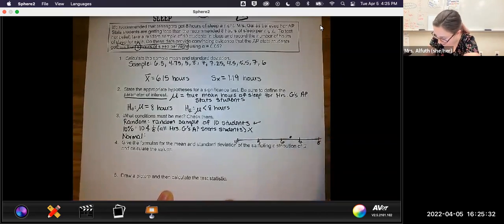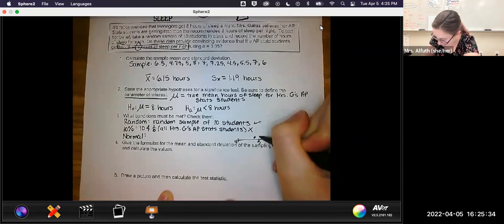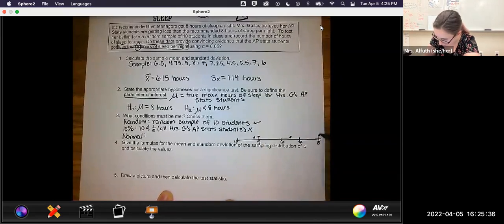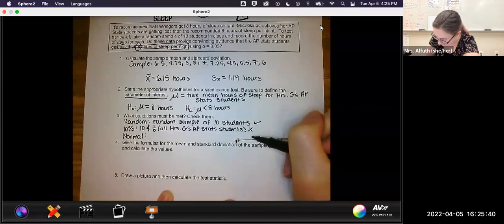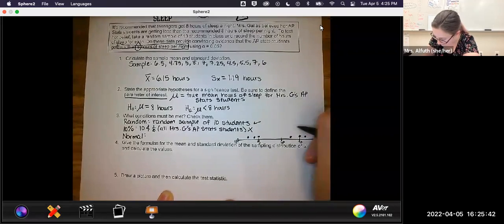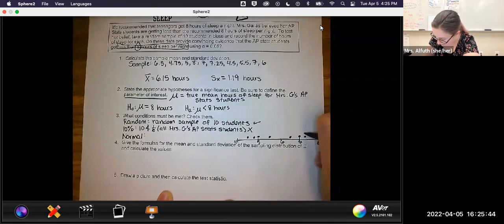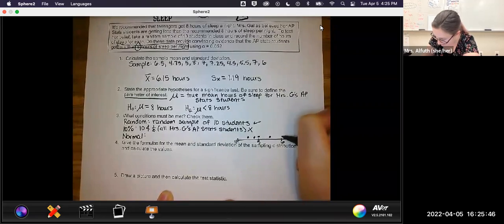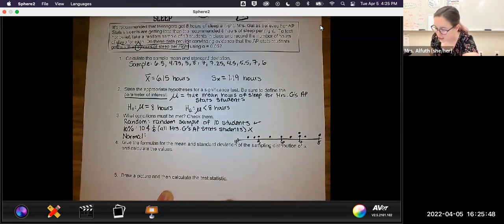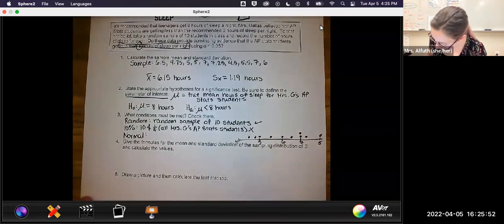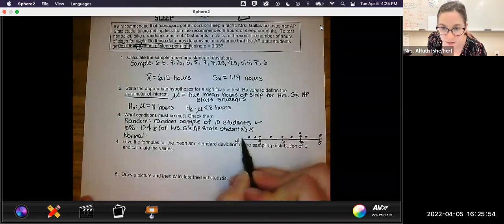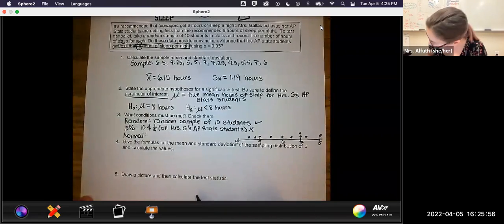So 6.5, 4.75, 5, 8, 7, 7.25, 4.5, 5.5, 7, and 6. So there's no strong skew. And there aren't any outliers when I look at our distribution of the sample data here.